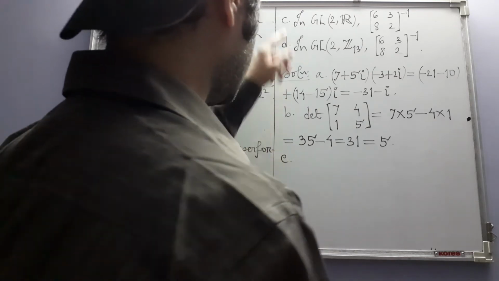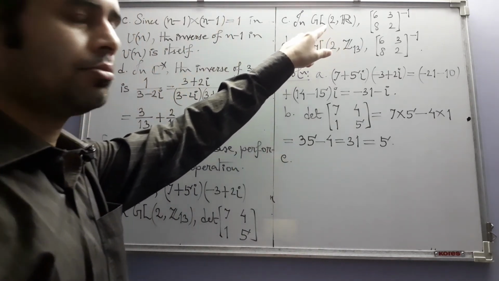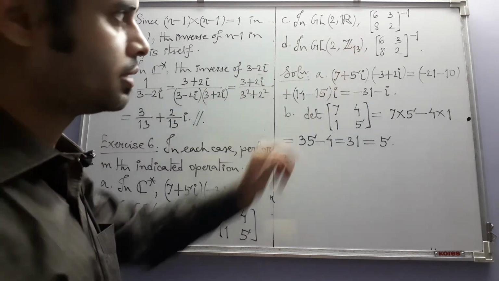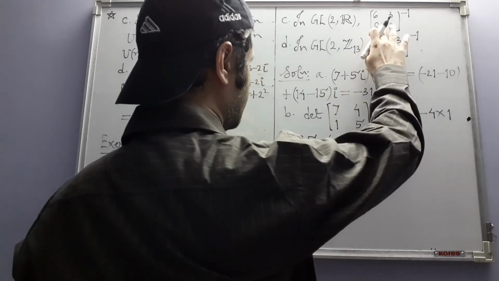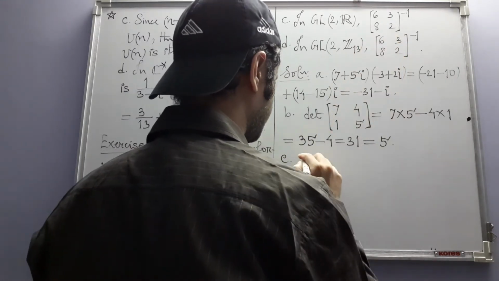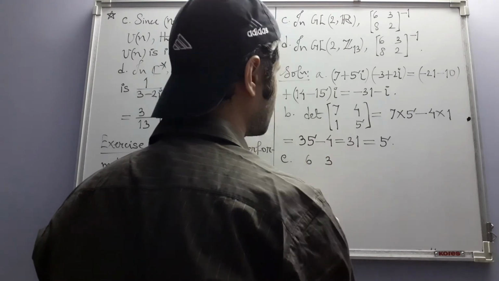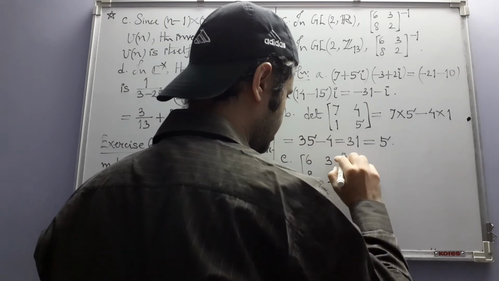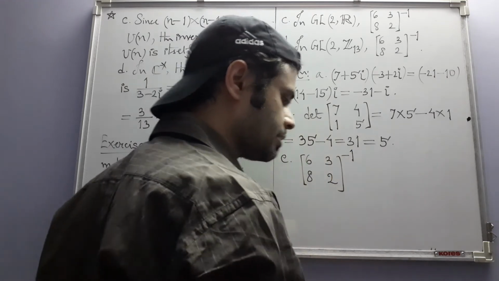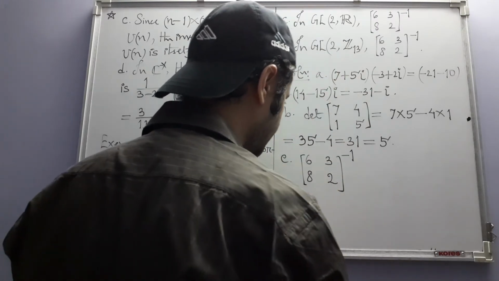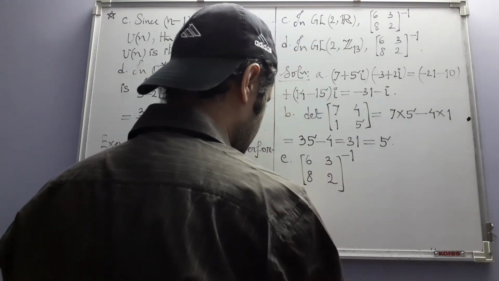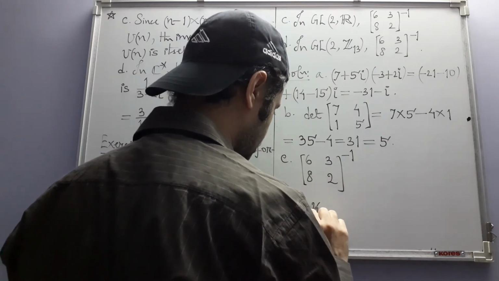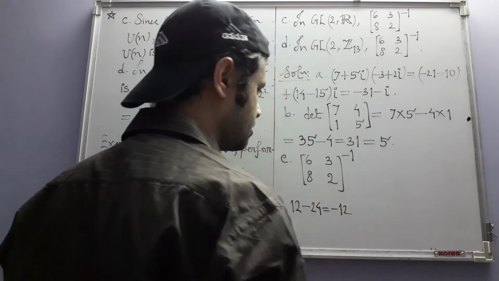Part C. Just like that, this is the general linear group of 2 by 2 non-singular matrices, but here the entries are ordinary real numbers. Okay, but we have to find here the inverse. To find the inverse, we of course should also know the determinant. We can calculate the determinant here itself. 6 times 2 is 12, minus 3 times 8 is 24. So the determinant is minus 12.